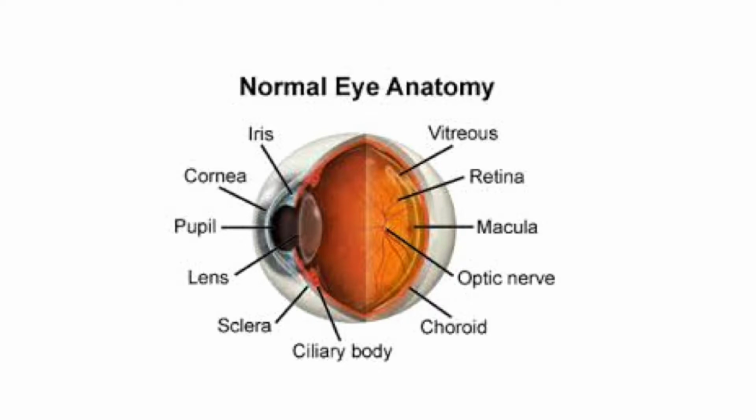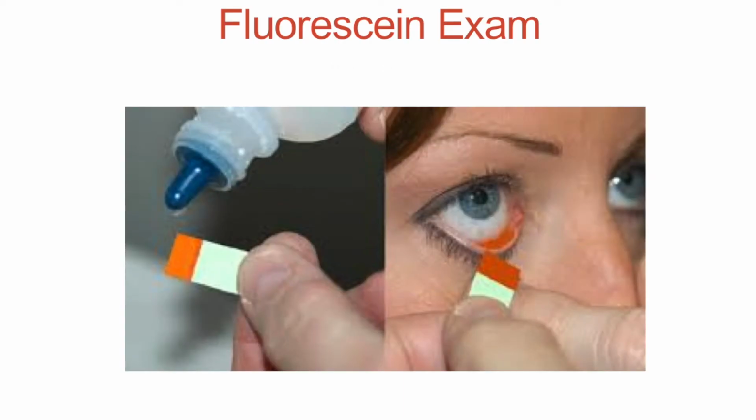What is not on here is the conjunctiva, which is the thin layer of film that surrounds the sclera, which is the white part of your eye. So in conjunctivitis, the thin layer of film overlying your sclera gets infected, and that's what turns red and irritated.